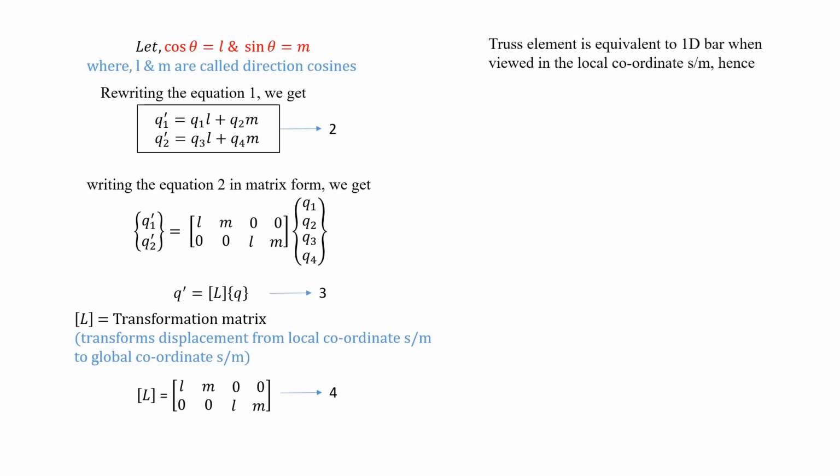Now, a truss element will be equivalent to a 1D bar when it is viewed in the local coordinate system. If it deforms with respect to the local coordinate system x', it is nothing but your 1D bar. So what is the stiffness matrix for a 1D bar? Let us denote it by K', and it is given by AE/LE [1 -1; -1 1], if you consider only the local coordinate system x', but globally it will be different.